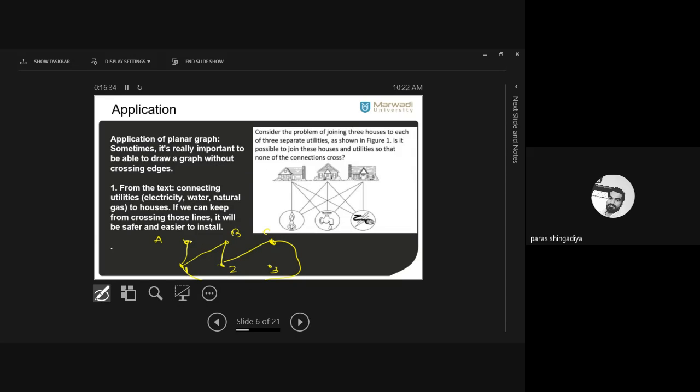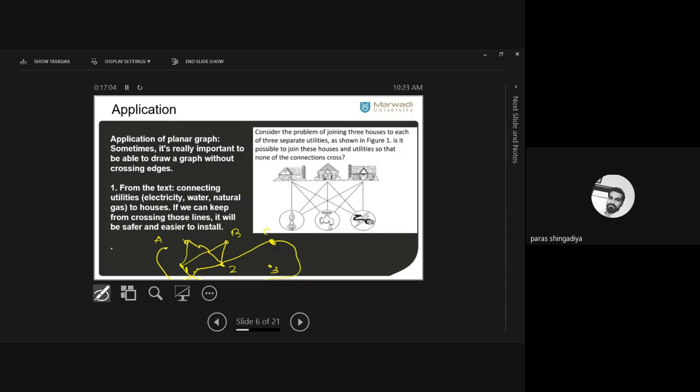Okay, it will also be crossed with this form at that place. Clear? So in any case, it is not possible to apply all the three utilities to all the three houses without crossing over an edge. You can also try another possibility: you can apply another new modified connection, another path, and check whether it is possible or not.